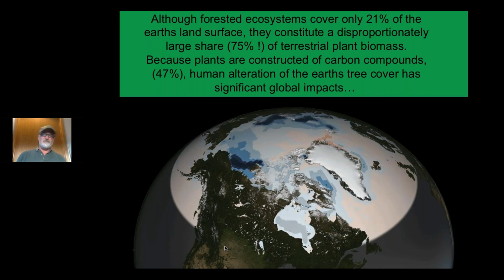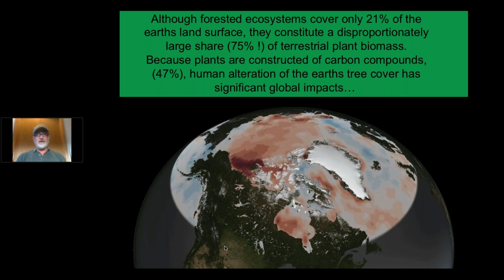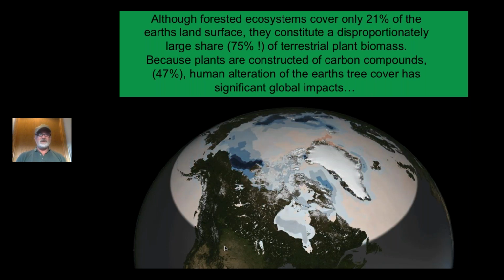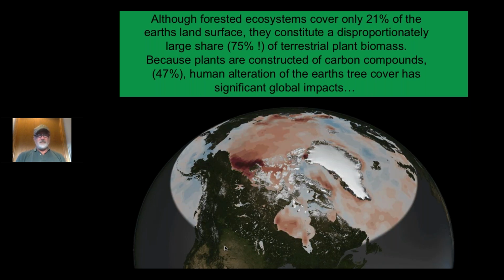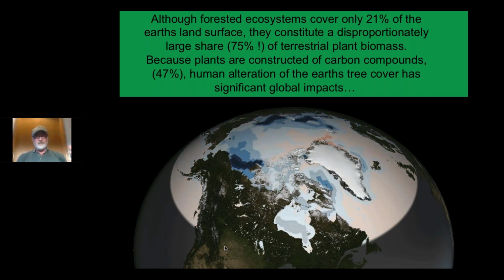Once again, forested ecosystems only cover 21% of the Earth's surface, but 75% of the terrestrial plant biomass is in the forest. This is a huge amount of biomass, a huge amount of life, and you think about the energy stored in those systems, because they're constructed of carbon compounds. 47% of all trees is carbon compounds. That is energy, that's fuel, that's food for somebody. That's a serious terrestrial driver. That's a battery. That's a solar collector.